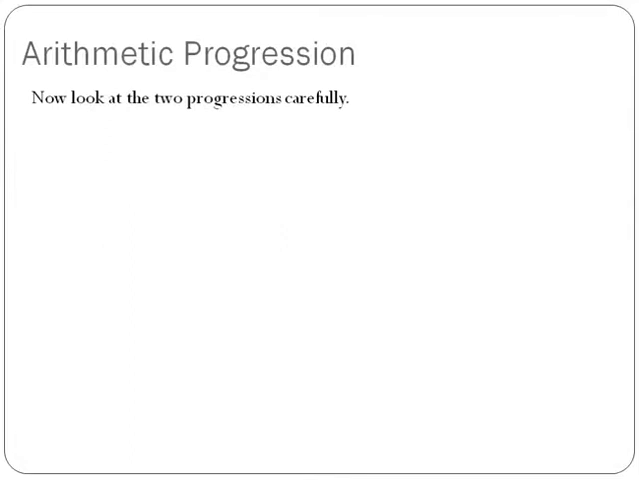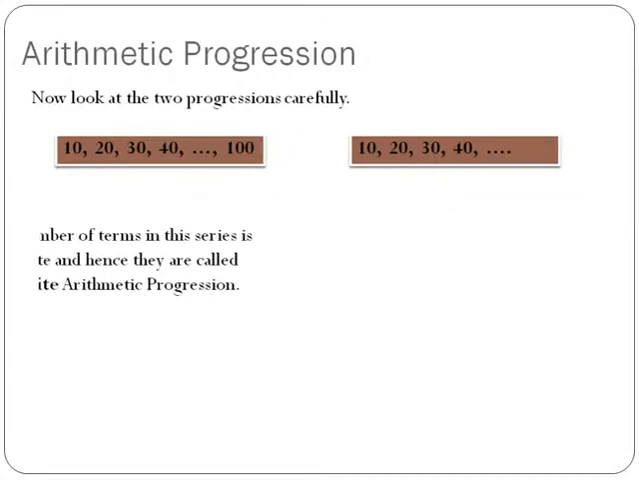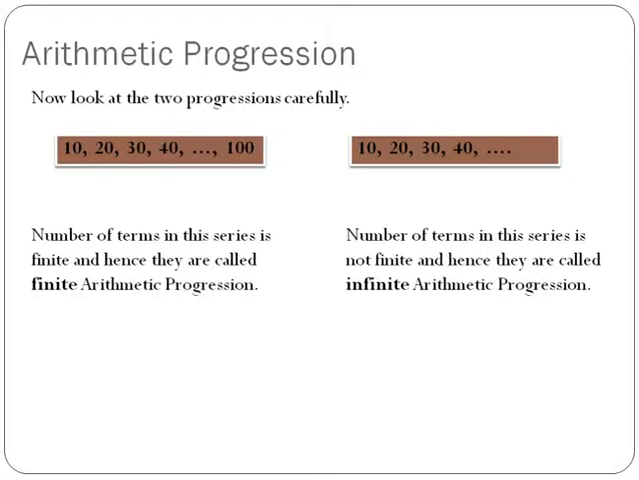Now look at the two progressions carefully. The first one is 10, 20, 30, 40 up to 100 and the second one is 10, 20, 30, 40 and so on. What difference do you find here? The first term is the same and even the common difference is the same. Now in the first one, on the left side, the number of terms in this series is finite and hence it is called a finite arithmetic progression. And in the series on the right, the number of terms is not finite and hence it is called an infinite arithmetic progression.